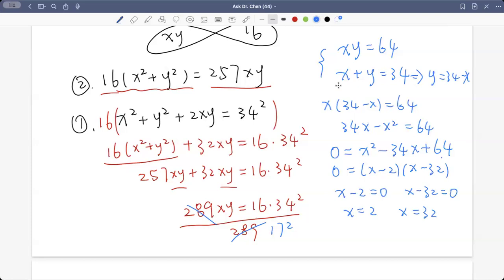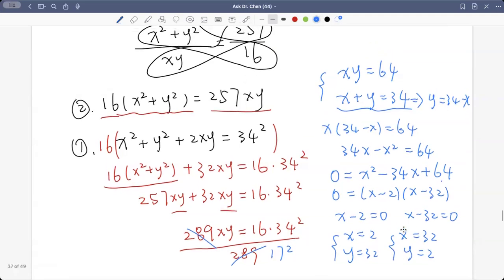Well, remember x plus y is 34. If x is 2, y is 32. That's one solution. If x is 32, y equals 2. Okay, so I have two solutions.